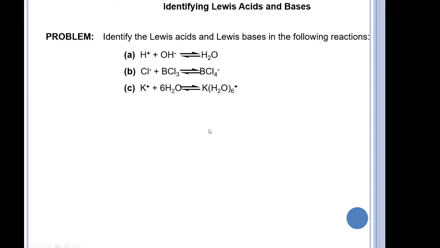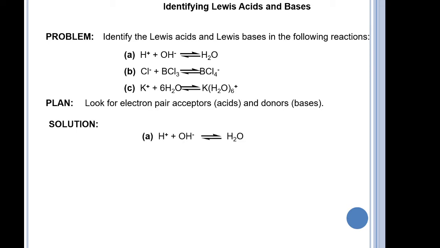Okay, so it says identify the Lewis acids and bases in the following reactions. Well, I'm looking for electron rich and I'm looking for electron poor. So we got electron rich, that must mean I'm the donor, I'm a base. They use blue for base, and red for the acceptor. Let's look at the next one. Letter B, electron rich, electron poor, donor, base, acceptor, acid.